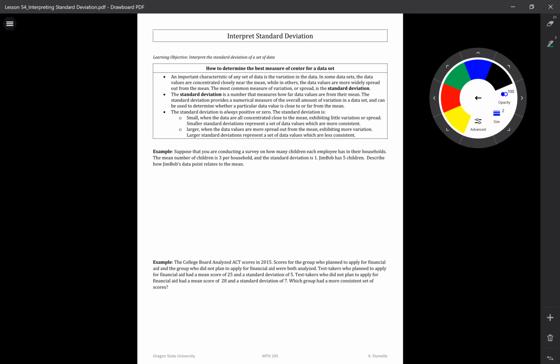An important characteristic of any data set is the variation in the data. In some datasets, the data values are concentrated very closely near the mean or the median, while in others, the data values are more widely spread out from the mean. The most common measure of variation, or spread, is called the standard deviation. The standard deviation is a number that measures how far data values are from their mean. It provides a numerical measure of the overall amount of variation in a dataset and can be used to determine whether a particular dataset is close to or far from the mean value.